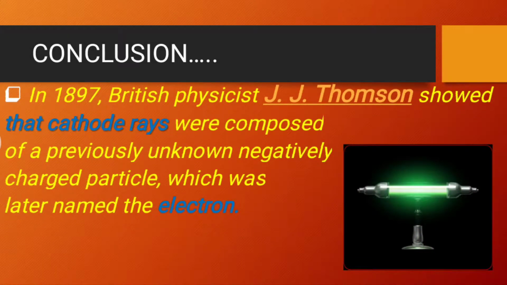Now, conclusion of this experiment. In 1897, British physicist J.J. Thomson showed that cathode rays were composed of previously unknown negatively charged particle, which was later named as electron. Students, whatever the gas is used during the experiments, nature of cathode rays remains same. So it suggested that cathode rays are basically electrons. So electrons are the fundamental particles of an atom.